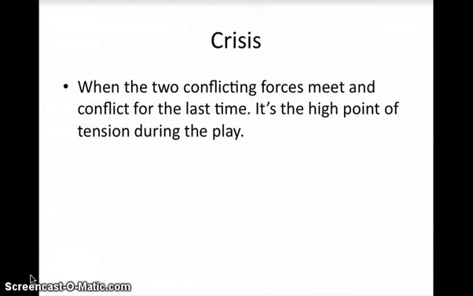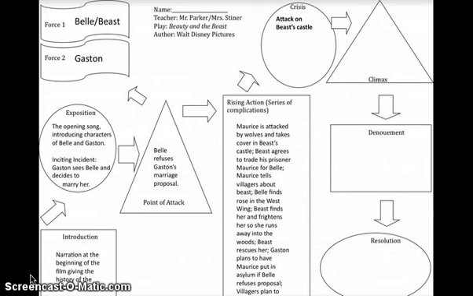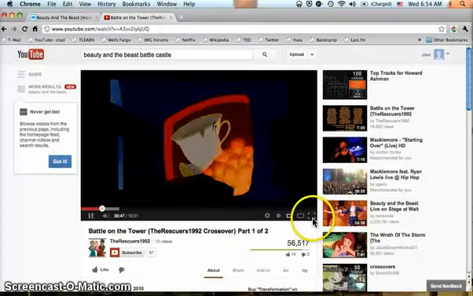The crisis is when two conflicting forces meet and conflict for the last time. It's the high point of tension during the play. For Beauty and the Beast, this is when the villagers and Gaston attack the castle. Let's take a quick look at the crisis.